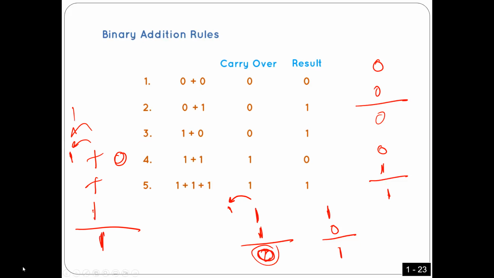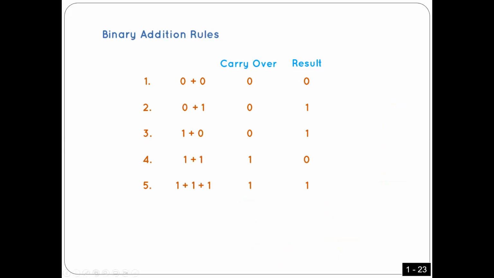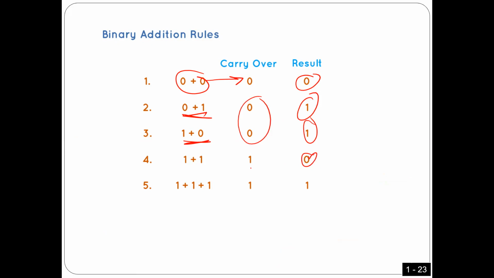So the conclusion is: 0 plus 0 is 0, and there is no carry. 1 plus 0 or 0 plus 1 is actually 1, no carry. 1 plus 1, we have 0, and we have a carry. 1 plus 1 plus 1 is actually 1, and we have a carry, okay?